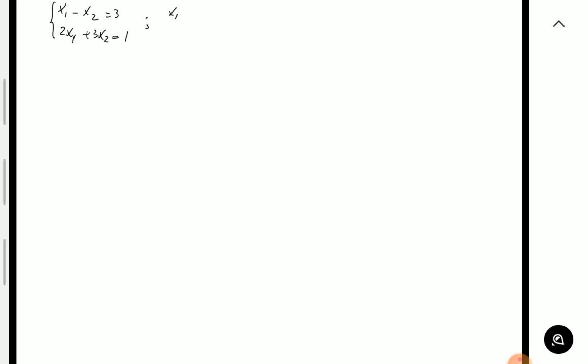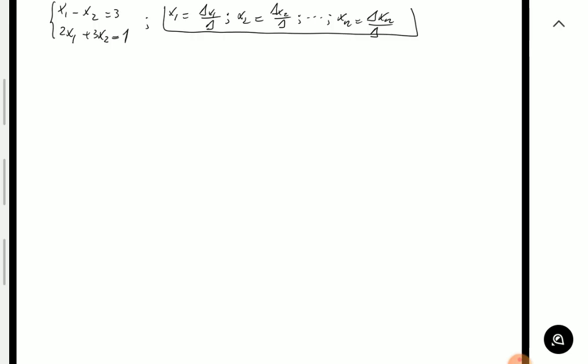So again, let me write down the formula. x1 will be delta x1 over delta, x2 will be delta x2 over delta, and then xn is delta xn over delta, where the top is the determinant of the system with the ith column replaced by the right hand side. So let's see how that plays out in this particular system. Delta will be the determinant of the matrix of the system itself, so 1, negative 1, 2 and 3. So that's 1 times 3 minus 2 times negative 1, which is 3 plus 2, that's 5.